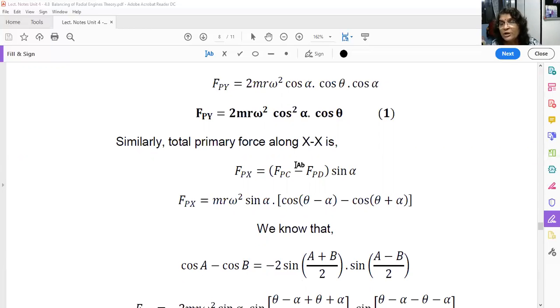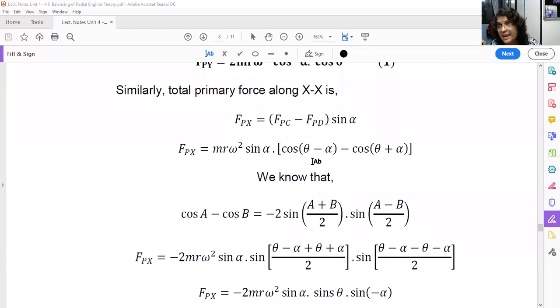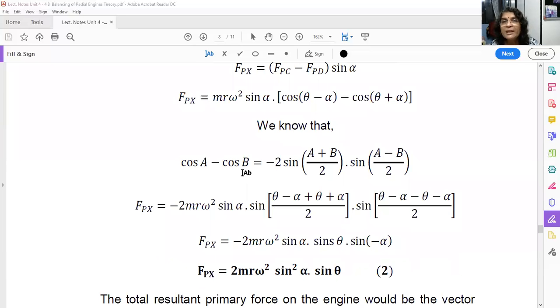Okay. Now what is the formula for cos A minus cos B? It will be a multiplication of sine terms. So cos A minus cos B is equal to minus 2 sine (A plus B)/2 into sine (A minus B)/2. Okay, so you have to recall this formula. Now put the value. So mr omega square into sine alpha, as it is, then minus 2, we have written here minus 2. Now here it is sine (A plus B)/2. What is A? Theta minus alpha. What is B? Theta plus alpha.